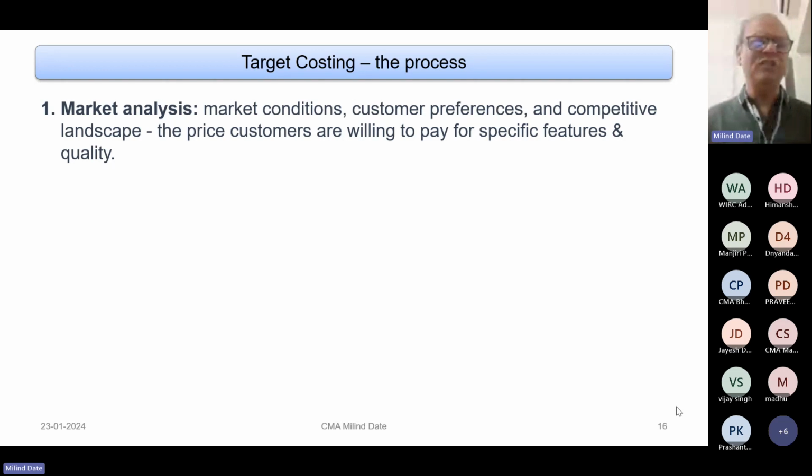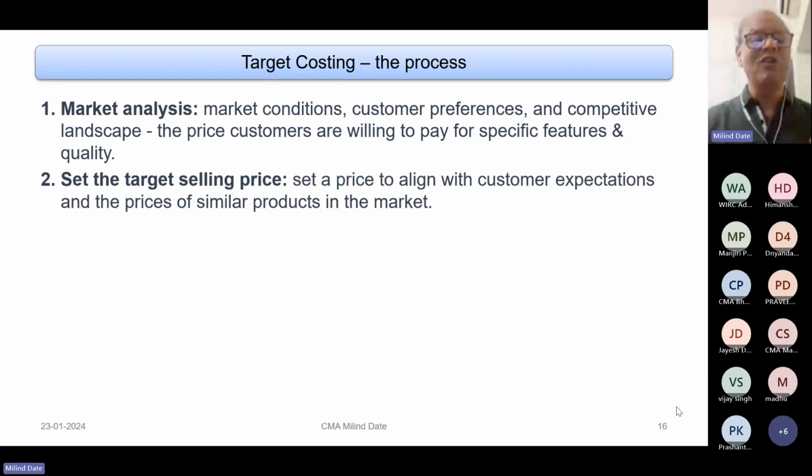Of course, you can do this. One technique that you can use is to test market your product. Select 100 or 200 or 500, 1000 customers, give them your product to use and ask them this question: how much do you think the product can fetch in the market? So that's one of the techniques, test market. Do all this analysis as a first step, and then set what we call a target selling price for your product.